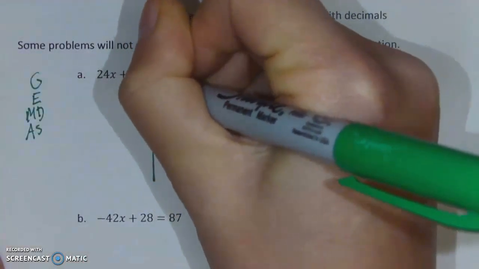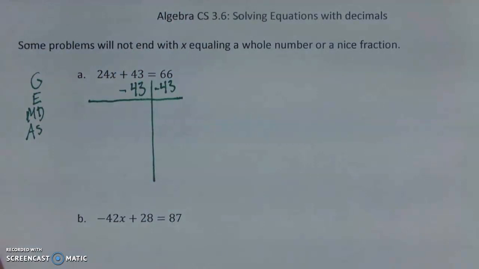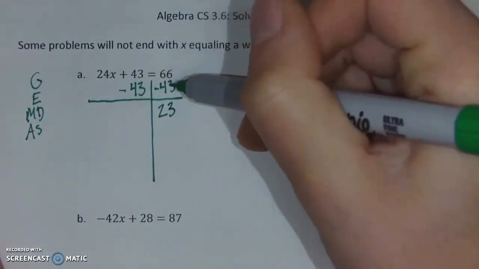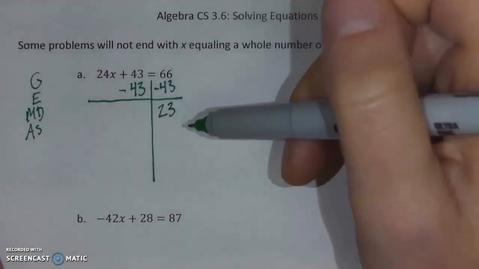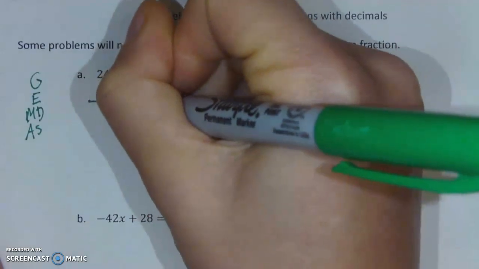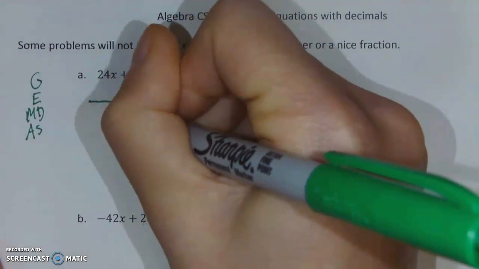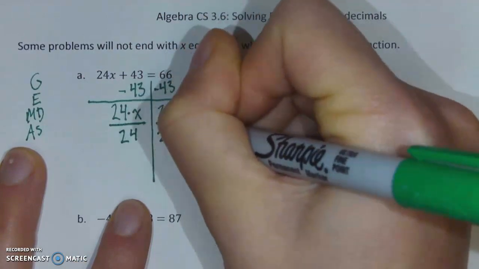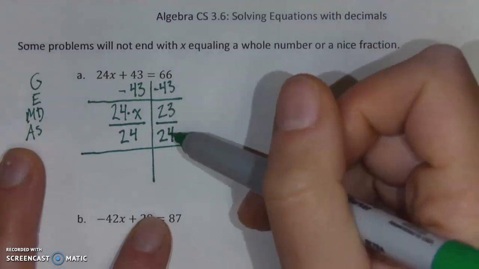So let's start by moving the 43 over by subtracting 43 from both sides. Well, that gives us 66 minus 43, which we know is 23. And of course, just watch negatives. It makes sense that it'd be smaller than 66, but still positive. And on the other side, I have 24x left, since the 43's cancel. Here, in order to get x by itself, I have to undo the multiplication. So I'm going to divide, since division undoes multiplication, and I'll divide both sides by 24.